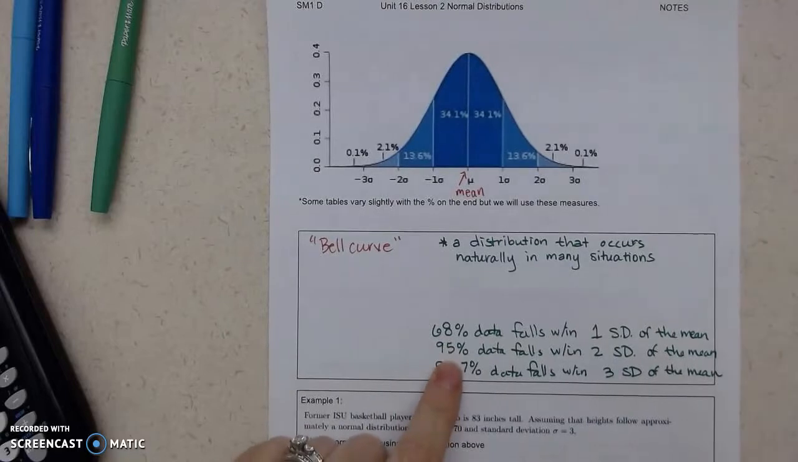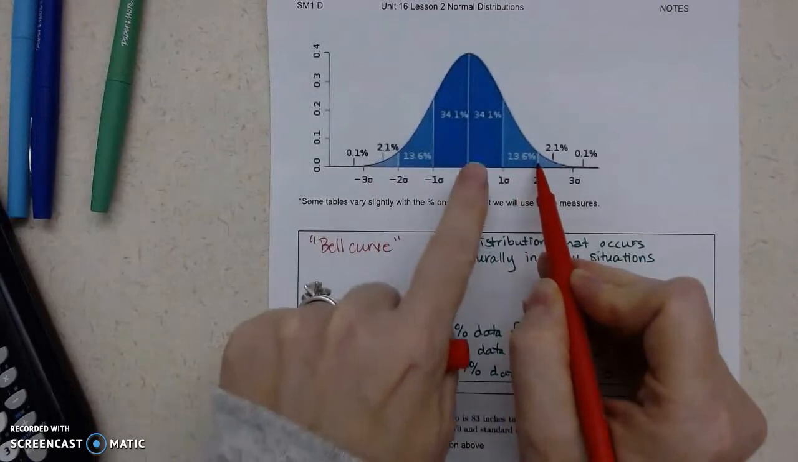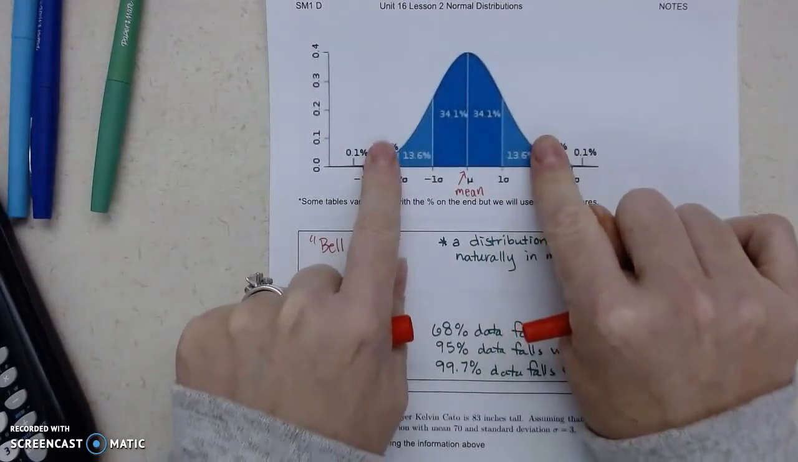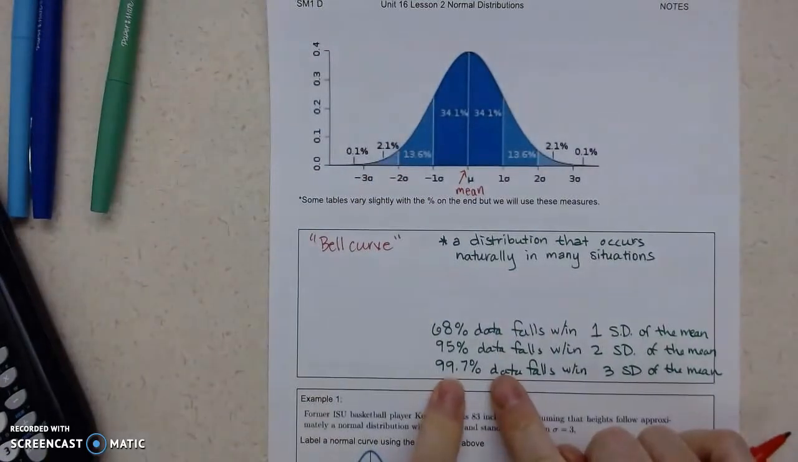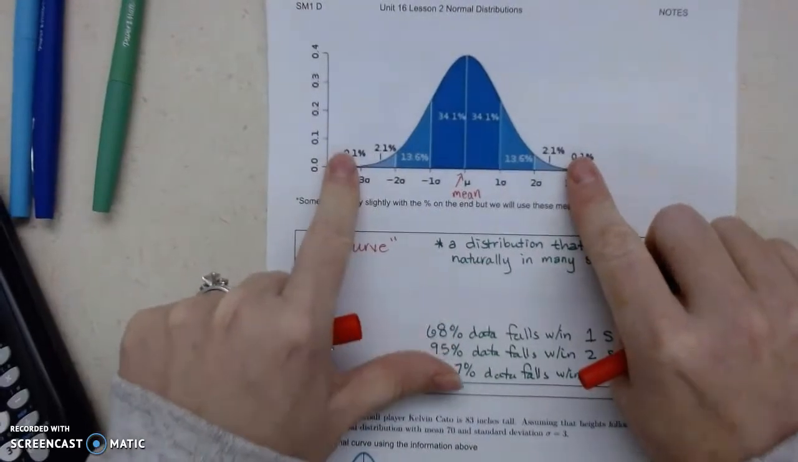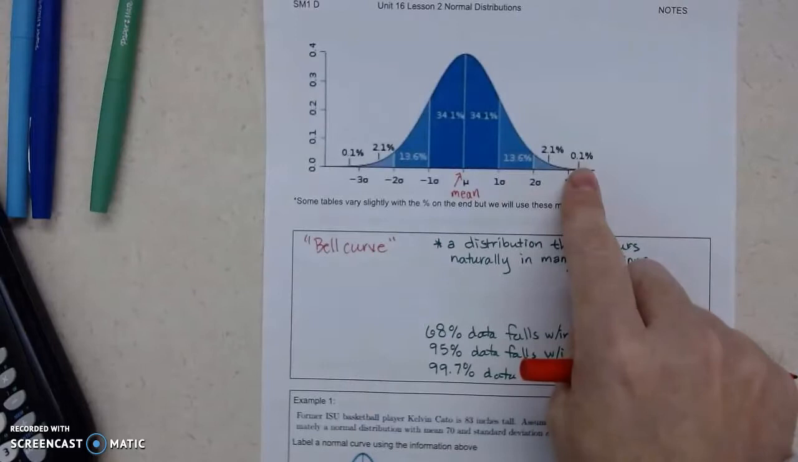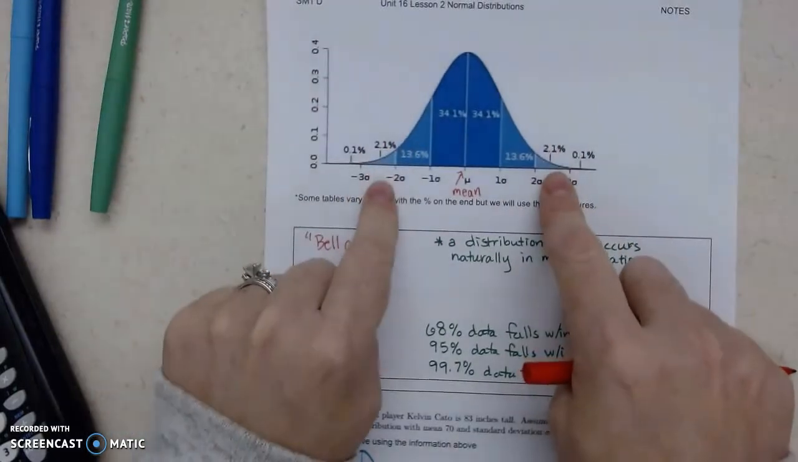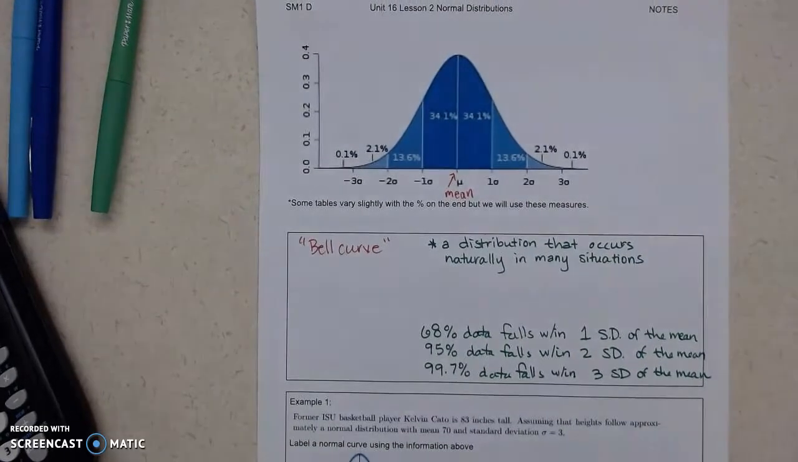Same thing with 95%. If you go 2 standard deviations, so 2 up and 2 down, so from here to here, that's roughly 95%. And then 99.7% of the data, which is almost everything, falls within 3 standard deviations. So that's why we don't have everything accounted for at 100%, but most of our data is within 3 standard deviations, okay? So we are going to practice labeling curves and then answering percentages based on this, okay?